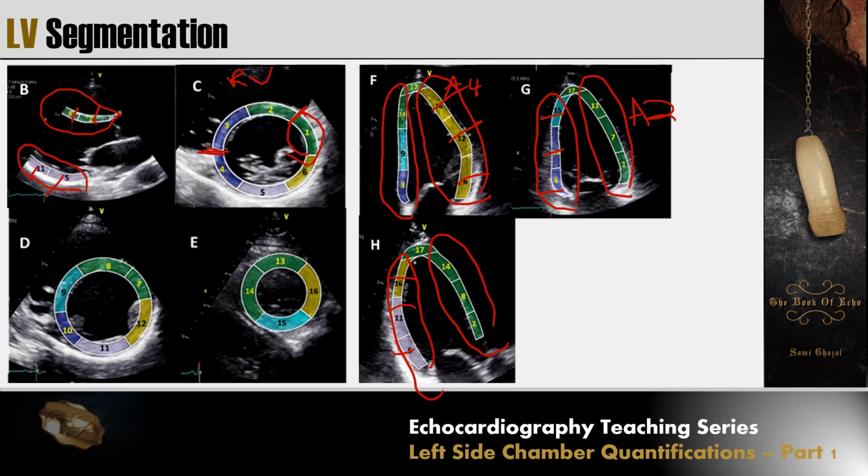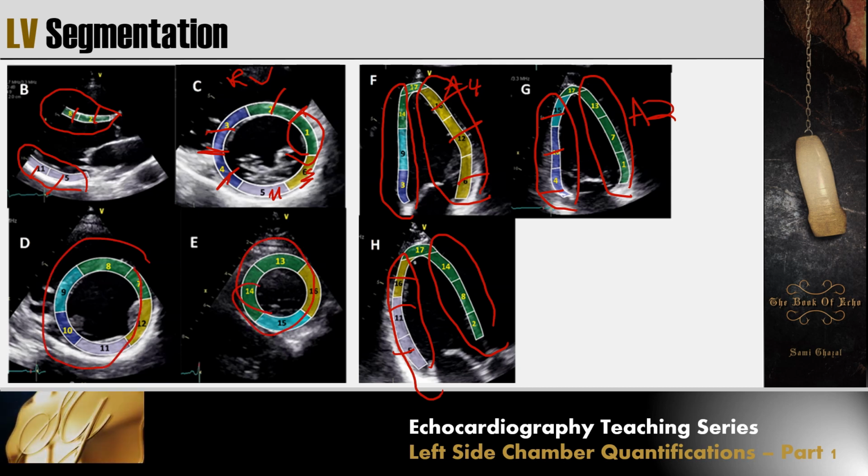So this is the anterior wall here, and then you start counting. This is the anteroseptal, and then again you have here the inferoseptum, then inferior, inferolateral, anterolateral. And we do the same thing exactly with all different levels. Mid-level here, this is mid-level, and this is the apical level.